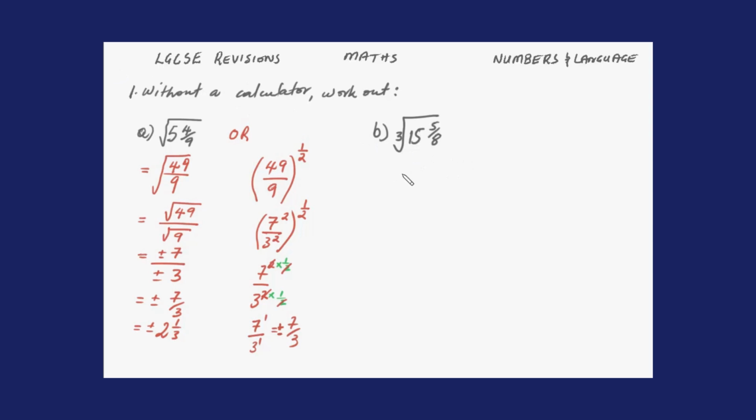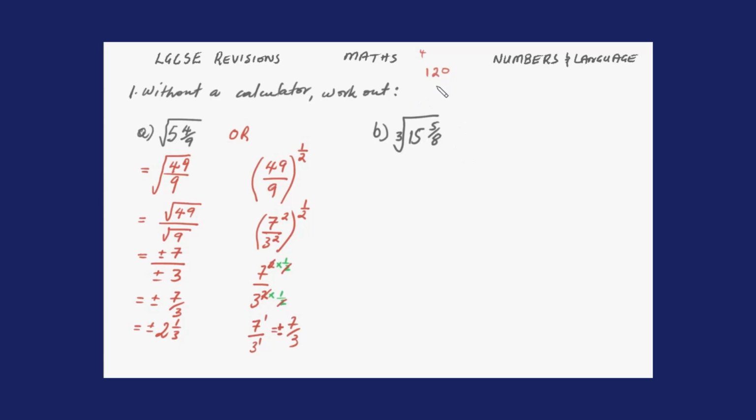The first thing, guys, is to turn this into a vulgar fraction. So 8 times 15 is going to be what? 8 times 5 is 40. Put 0, carry 4. 8 times 1 is 8 plus 4 is 12.